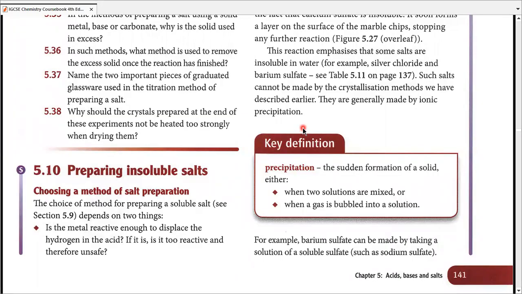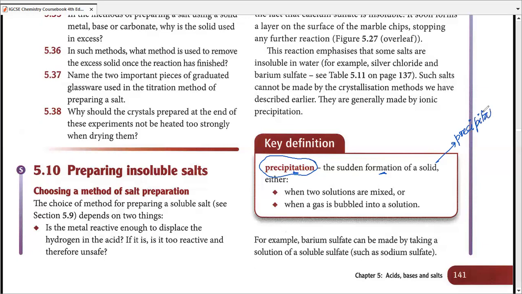So 5.10, preparing insoluble salts. Now, insoluble salts are prepared by a method which we commonly call precipitation. So that's why you have this key definition over here. And here it's going to tell you the two outcomes which actually result in the formation of a precipitate or the insoluble salt. The sudden formation of a solid in a reaction is known as precipitation, and the solid itself is known as precipitate.